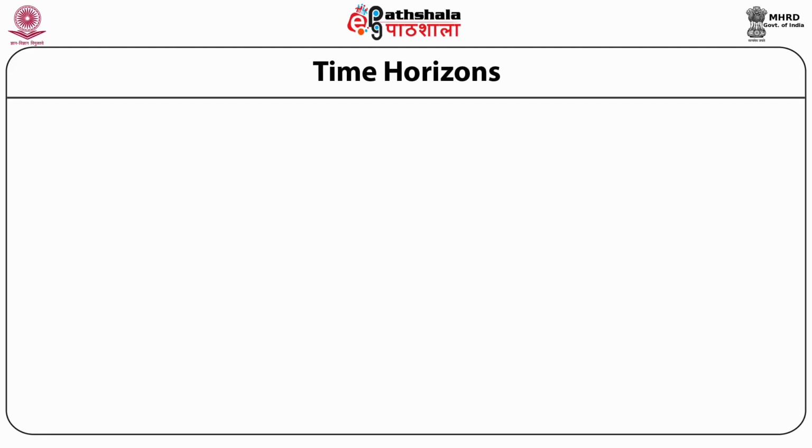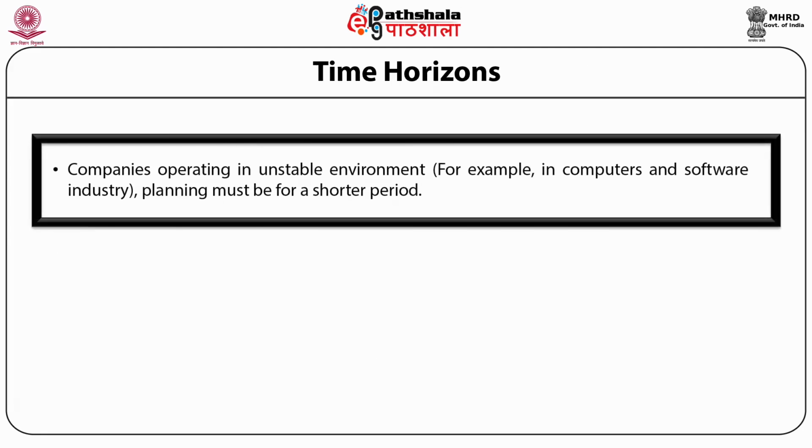In this, we'll be telling you about what are time horizons. Companies operating in an unstable environment, for example in the computer and software industry, must plan for a shorter period. As we can see today in the software and IT industry, you cannot make a plan for a longer period or recruit persons for a very long period. Planning can only be done for a shorter period because they are operating in a very unstable environment. Every second day, some new software is coming up and one has to get it updated. Something new will be coming. So it is very difficult to plan in such cases.